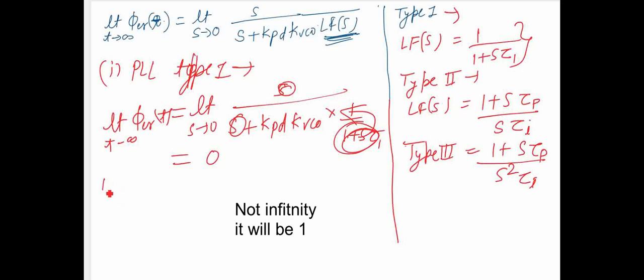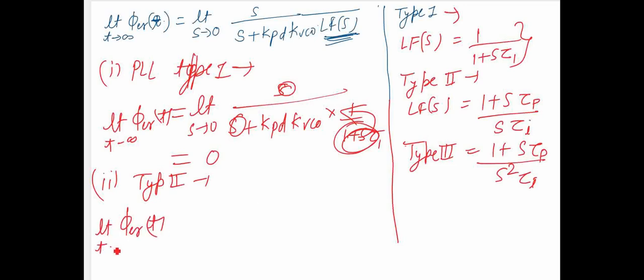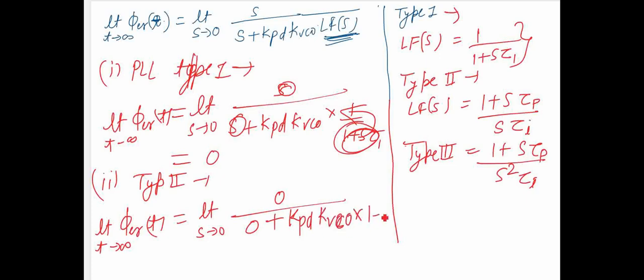Okay, and second, if it is type 2 PLL, then phi error(t), limit t tends to infinity, will be equal to limit s tends to 0: 0, because s is there and I put it 0, and then Kpd Kvco into 1 plus 0 divided by 0. So it will be infinity again, and this will be 0 only. Okay. Now that was case 1.